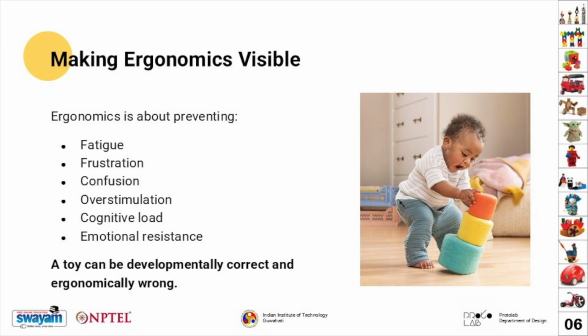These are not developmental failures. They are ergonomic failures. A toy can be aligned with age and still create hidden strain. Ergonomics allows us to detect those invisible stress points, and good toy design eliminates them before they appear.